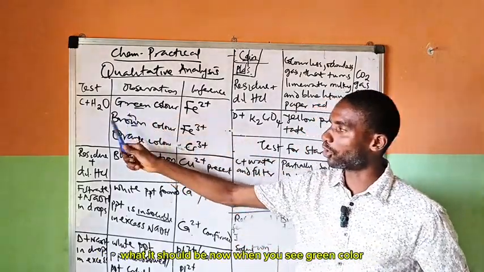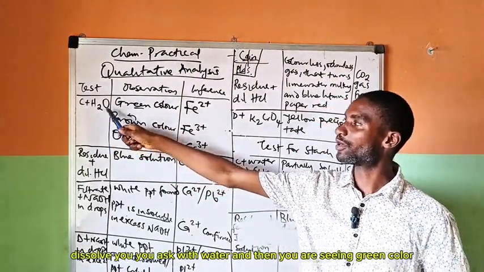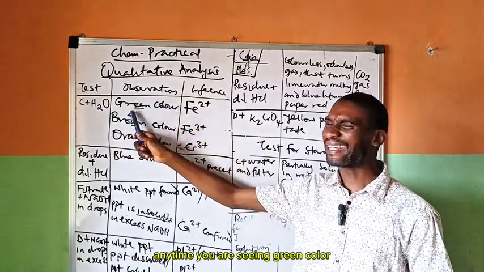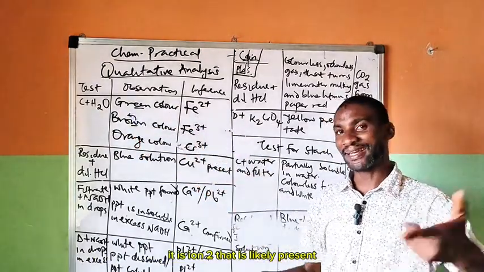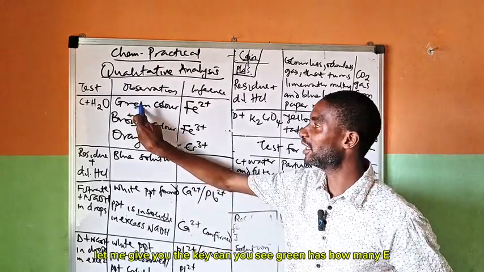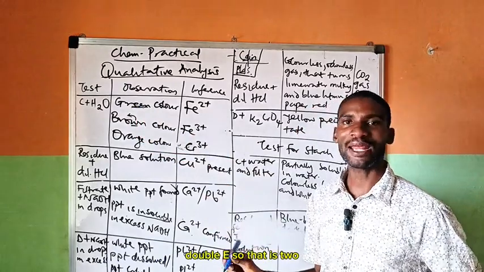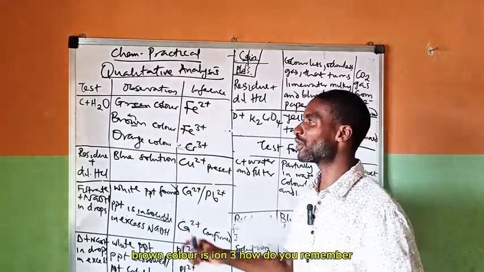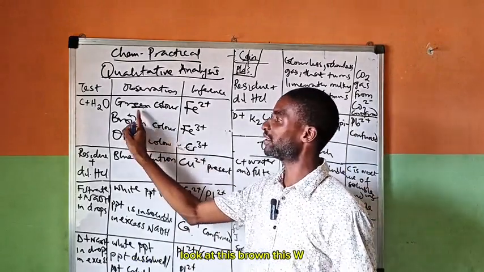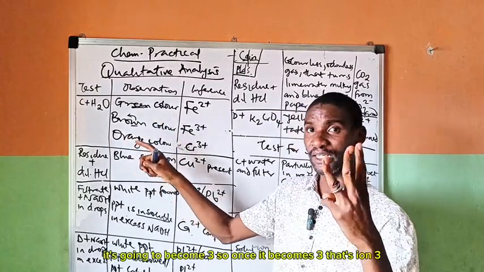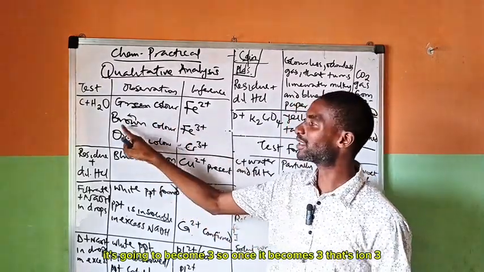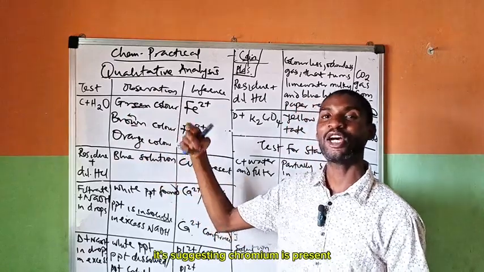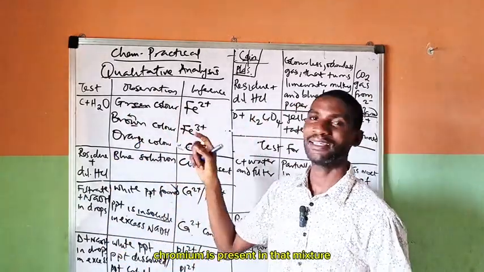Now, when you see green color, you take a substance, a salt, dissolve it in water, and you are seeing green color. Anytime you are seeing green color, it is iron 2 that is likely present. Let me give you the key. Can you see green has how many E? Double E. So that is 2. So that's iron 2. But if it's brown color, it is iron 3. How do you remember? Look at this W in brown. If you turn it this way, it's going to become 3. So once it becomes 3, that's iron 3. So when you see brown, it's iron 3. When you see green, it suggests iron 2. When you see orange color, it's suggesting chromium is present in that mixture.